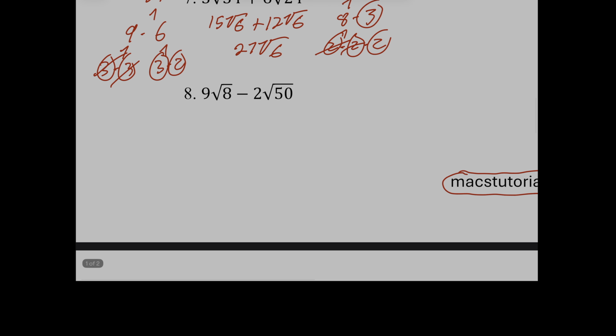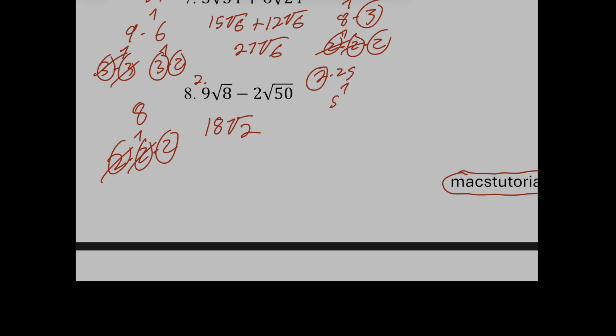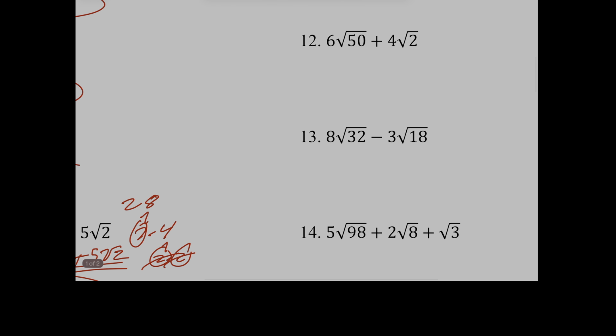Okay? And the last one on this row, I'm going to take my 8, and we've already learned that that's 2, 2, 2. Pull out a 2 to go with the 9, and I'm going to get 18 root 2. Now the 50 is going to be a 2 times 25. That's going to be a 5 times 5. Boom, boom, and I'm going to get 5 times that. So I'm going to get minus 10 root 2. Altogether, 8 root 2. Okay? Great. Let's go on.